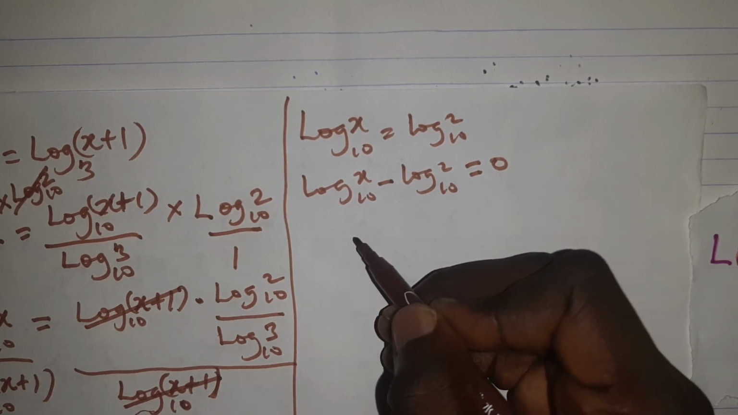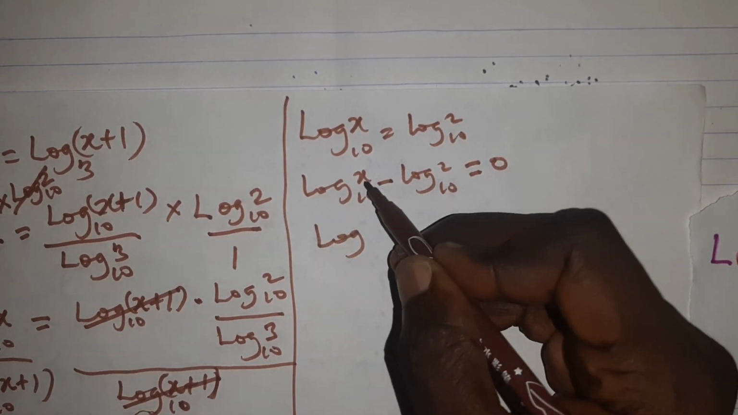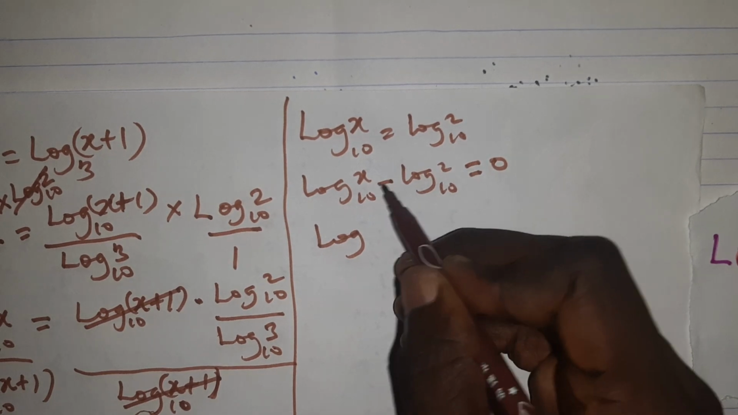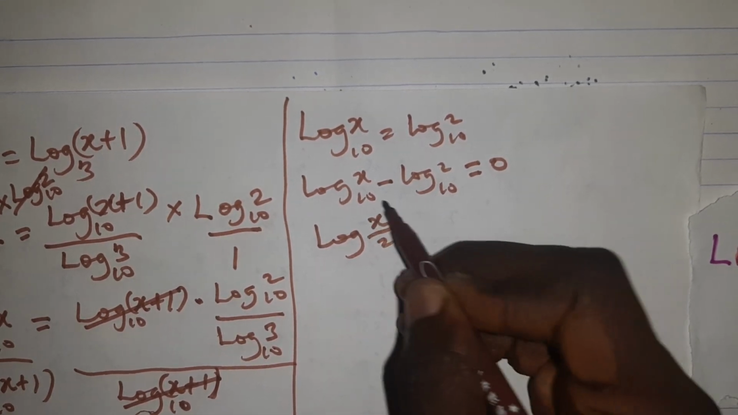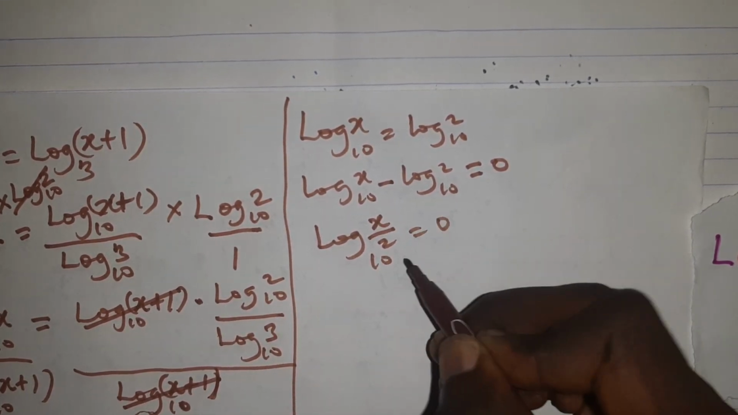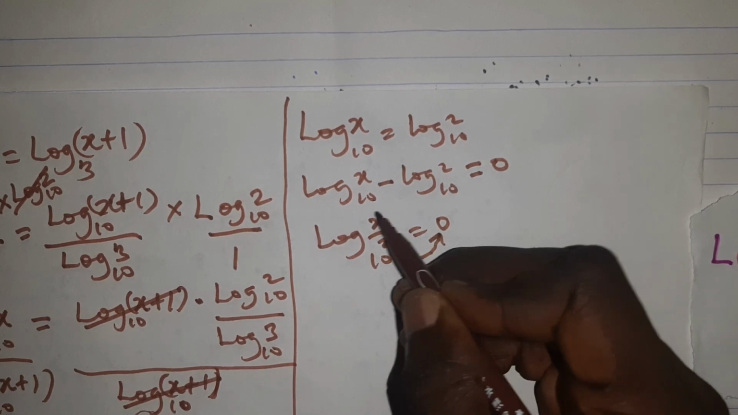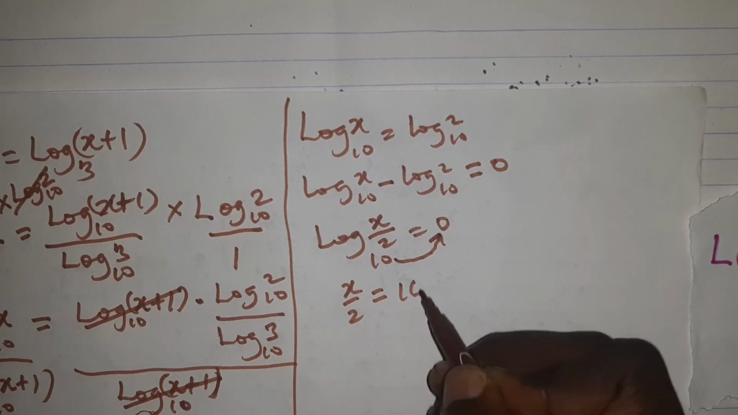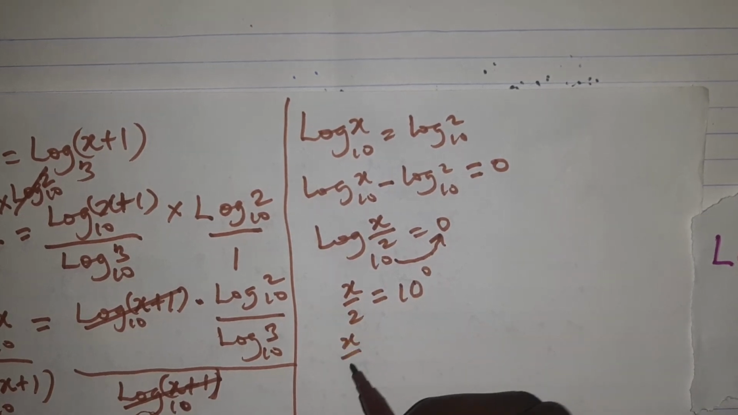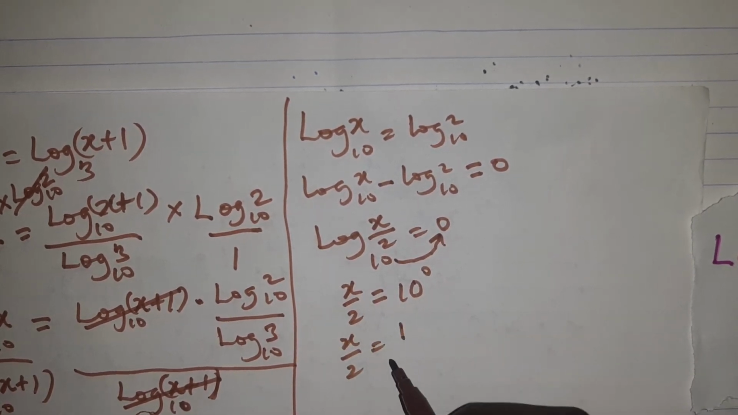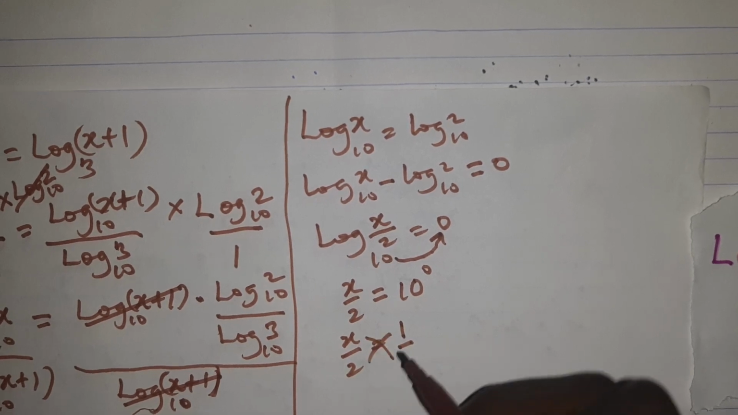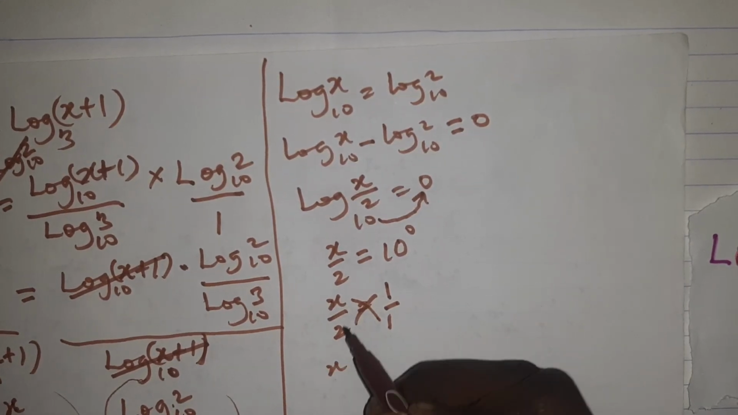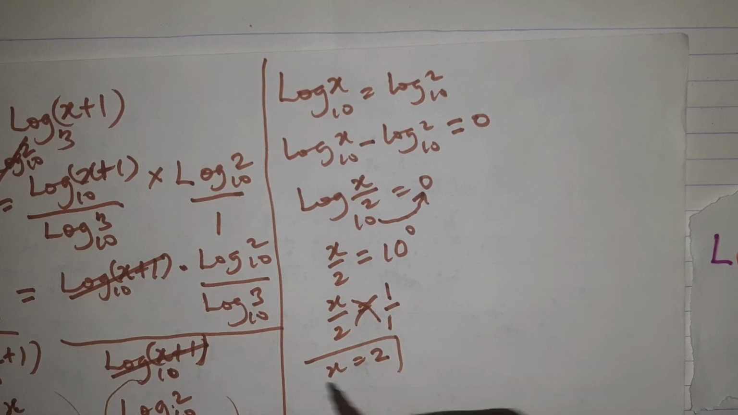Following the law of logarithm, we are going to divide the numbers because it's subtraction: log of x over 2 base 10 equals 0. Then of course we know that 10 raised to the power 0 must give me the number here. So x over 2 must be equal to 10 raised to the power 0, so x over 2 must be equal to 1. Then you can put this over 1 and cross multiply. x times 1 is x, 2 times 1 is 2. So definitely x equals 2.